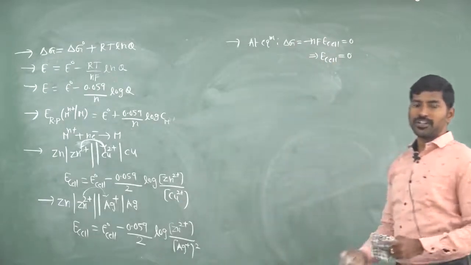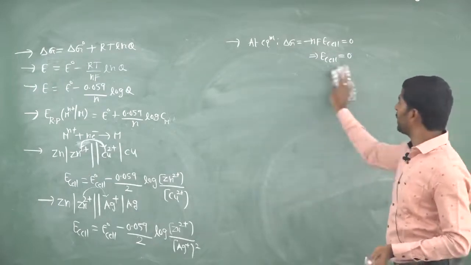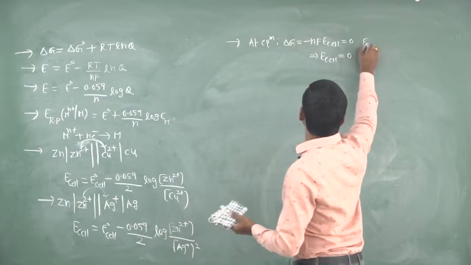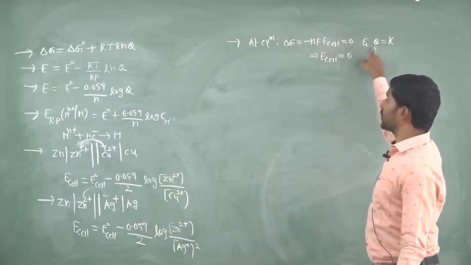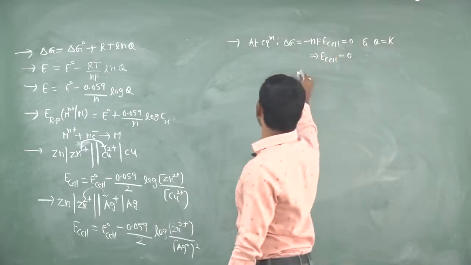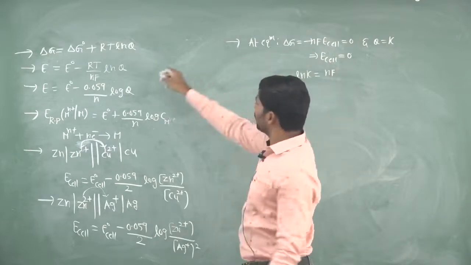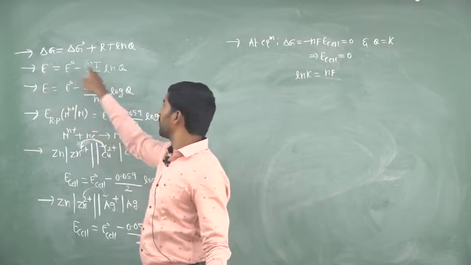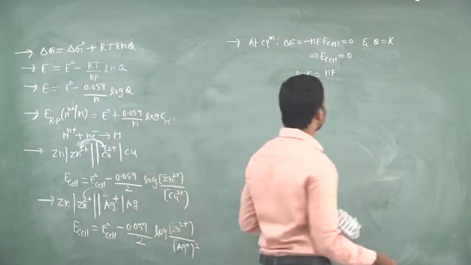What is the cell potential at equilibrium? Once this question is given, the cell potential is 0 at equilibrium. If you apply this condition, at equilibrium Q becomes equal to K. Q is called the reaction quotient, K is called the equilibrium constant. What is the formula for equilibrium constant? In the Nernst equation, we substitute 0 for E, and in place of Q we substitute K.